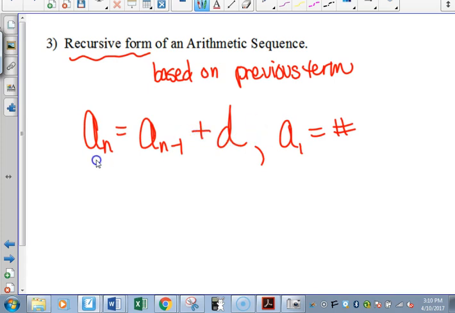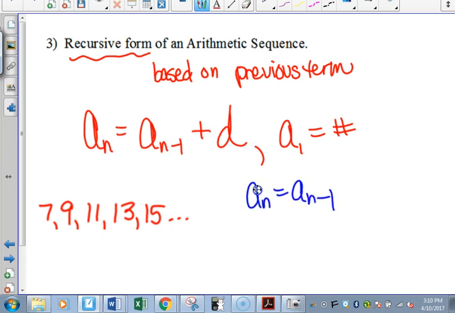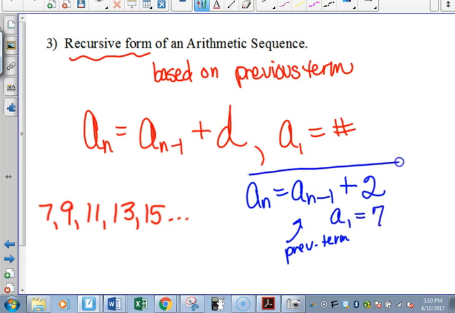So let's see if we paste that on here. What's going on here, guys? To write this as recursive, I write a sub n equals a sub n minus 1, meaning the previous term. Okay, do I need to write that down again? This means previous term. Plus what? What's the difference for this particular equation? 2, where the first term was 7. This is the recursive form.